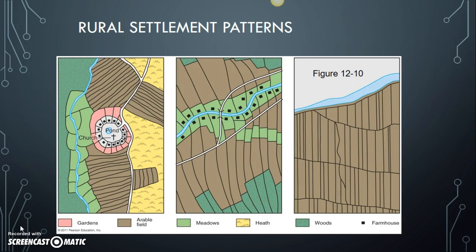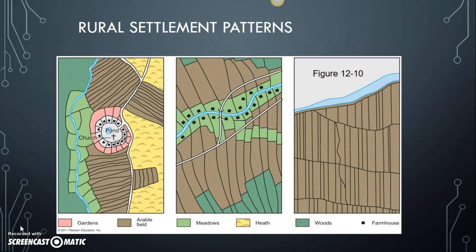The middle diagram is more like that long lot system we've talked about a few times before. As you would expect, because it's a linear pattern, the farmhouses are all going roughly in a line, and in this case the line happens to be along the river. Then you've got the meadows, and then ultimately the farming lands a little bit further out. This is the kind of settlement pattern you would expect to find anywhere there's a major river system, so for example, along the Mississippi would be a great spot to find something like this.